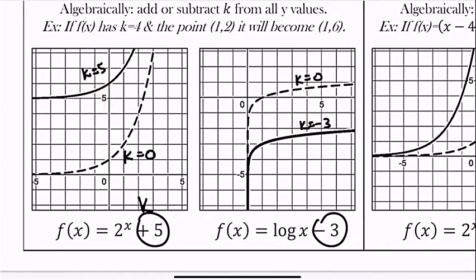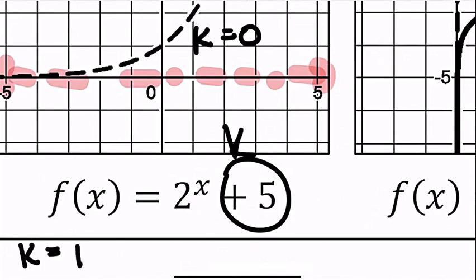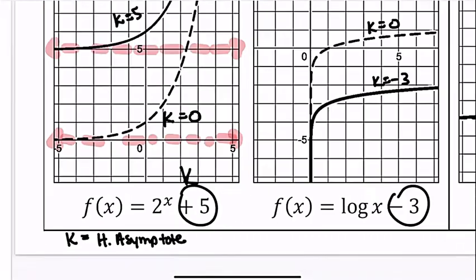For exponential functions, remember we already talked about it on the last set of notes. I'm going to go ahead and highlight that. Here is our original horizontal asymptote. And you can see with K equals 5, here's our new horizontal asymptote. So that asymptote changed from 0 to 5 because K is the horizontal asymptote. I'm going to put that down here at the bottom. And that's only going to be true for exponentials, because logs don't have a horizontal asymptote.